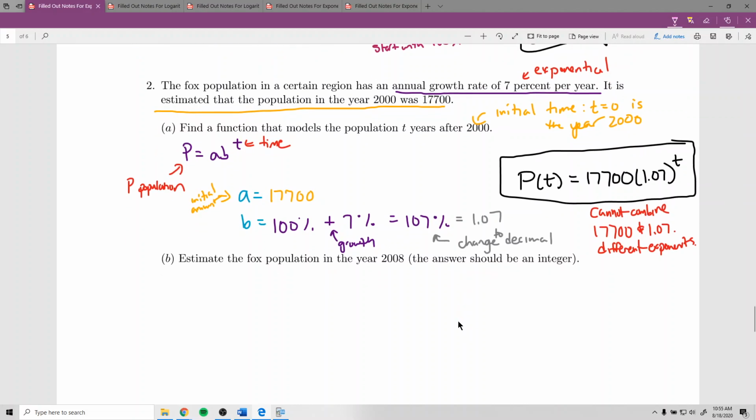Part B says, estimate the fox population in the year 2008. Well, since our starting time was in the year 2000, this is saying plug in t equals 8 and solve for the population p. We made our equation here. Now this part's super straightforward. We just plug in 8 for t, we get p of 8 equals 17,700 times 1.07 to the 8 power.